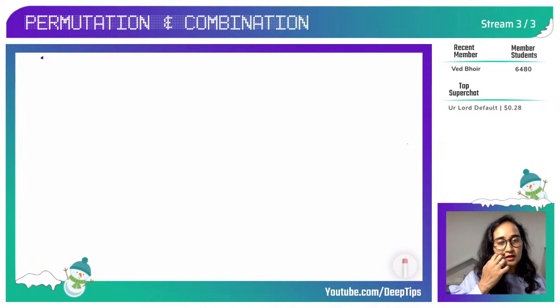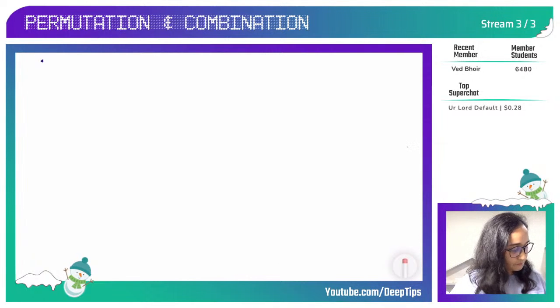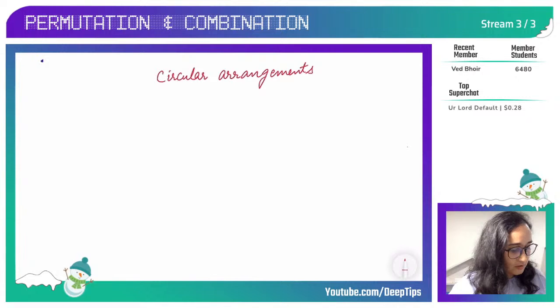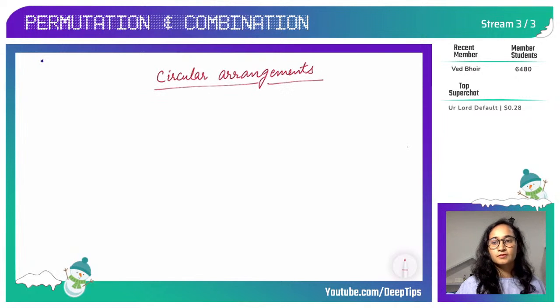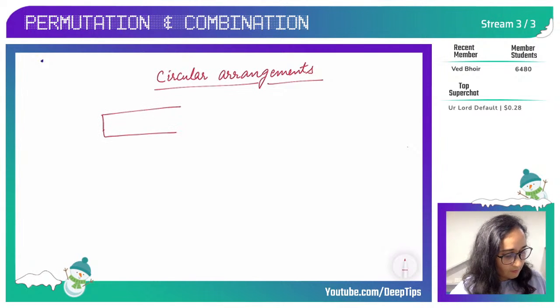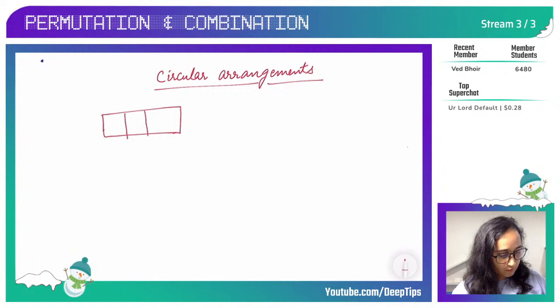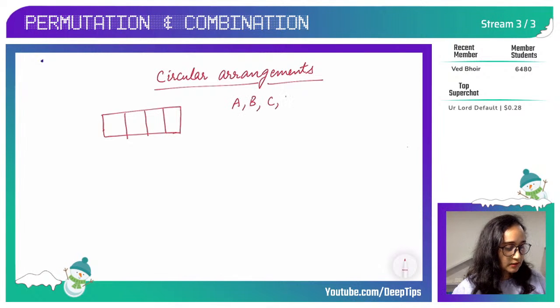We are going to start with our circular arrangements today. So when I say circular arrangements, what is special in it? But before we start that, let's take one linear arrangement and connect with the previous stream. So if I say I have places to fill in for 4 children, okay, I have 4 places to fill in for my 4 students A, B, C, D.